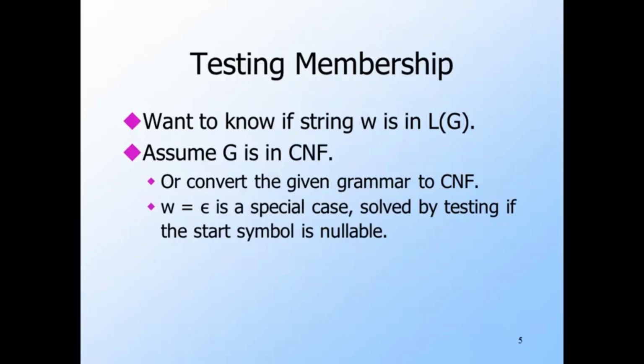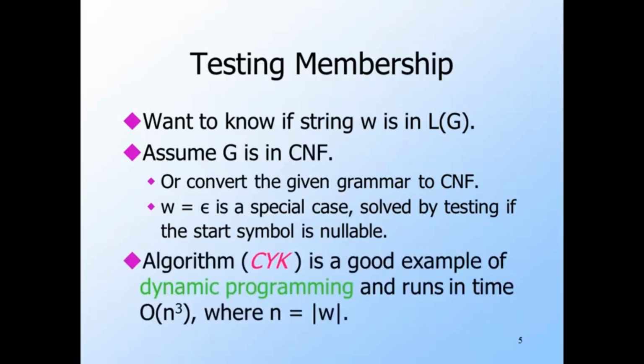Apply the algorithm we learned for finding the nullable symbols, those that derive epsilon. See if the start symbol is one of these, and that lets us test membership of the empty string in the language of a context-free grammar. We're going to give an algorithm called CYK. The initials stand for the three people who independently invented the idea: John Cocke, Daniel Younger, and Tadao Kasami.